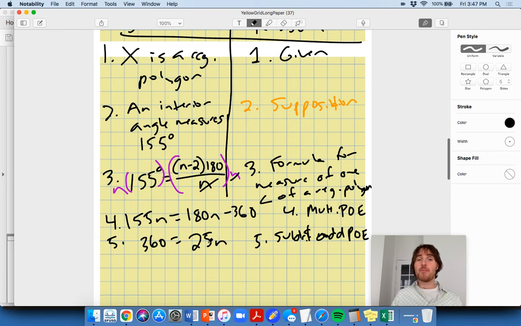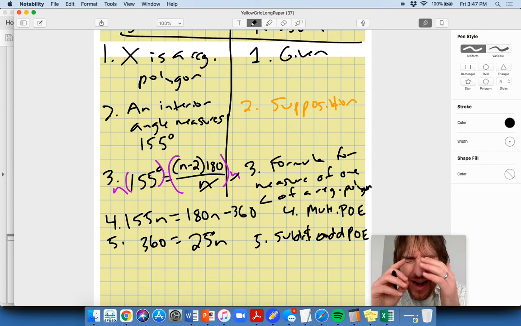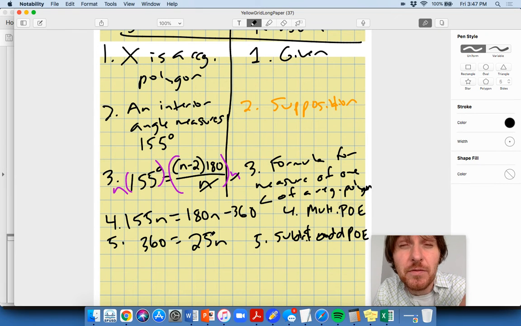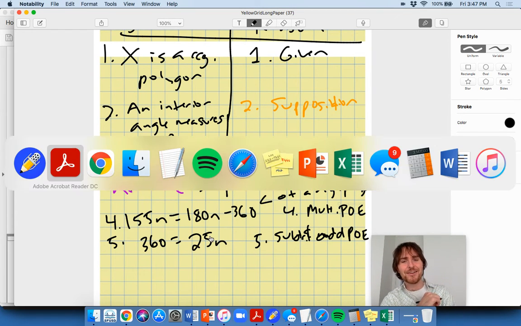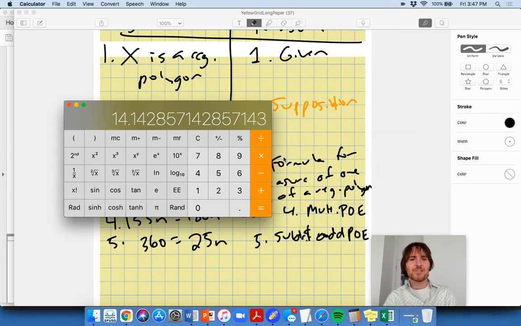And now I'm going to divide both sides by 25, because n, remember, is the number of sides that this polygon must have that has the 155 degree angles. But remember, we don't want to show that it's possible for a regular polygon to have 155 degree angles. We're going to say that it doesn't exist. So let's see what happens here.